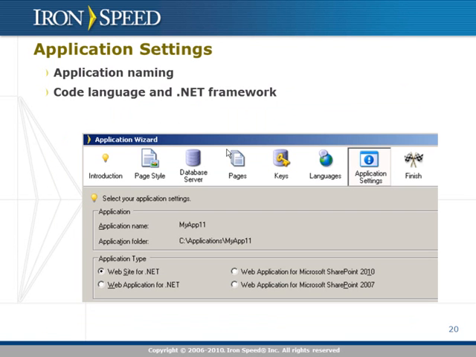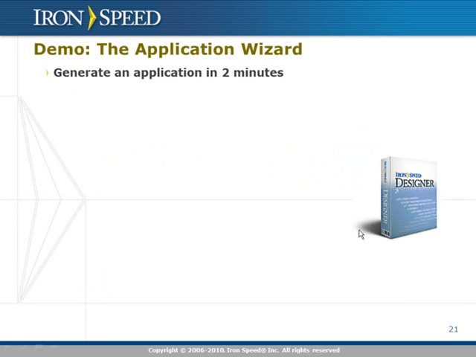The next thing is the application settings, and in the application settings it gives you the ability to name your application, point where your application is going to be housed, and also it's going to have the application type, by which you're going to have a website or a web application. And as we see later, there's SharePoint implementation and everything else. So let's move on to the live presentation.